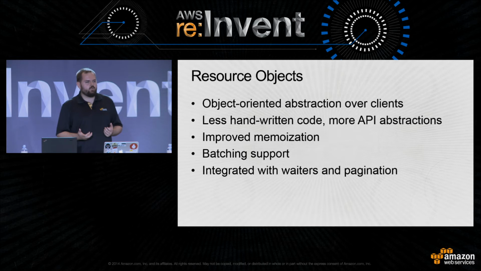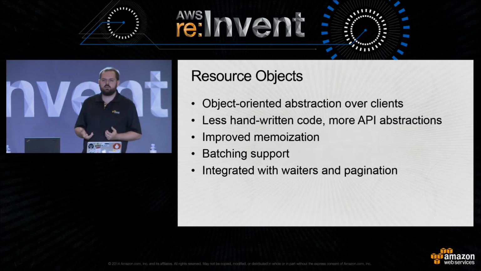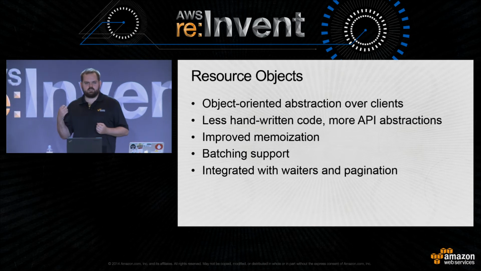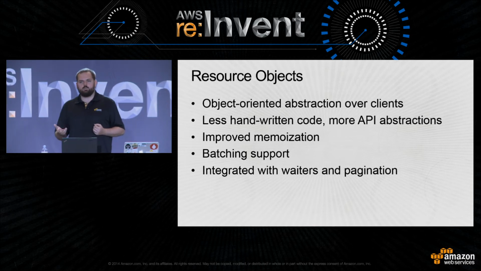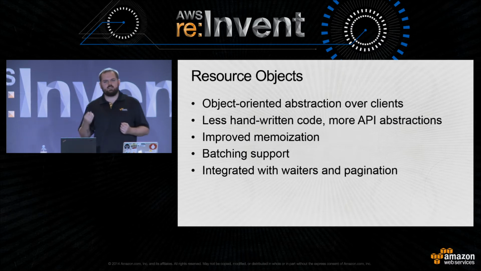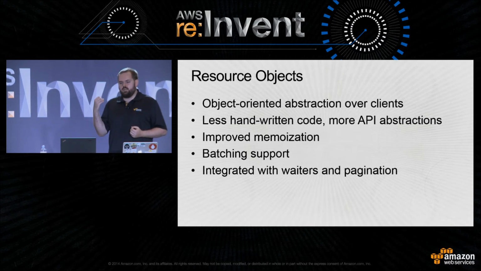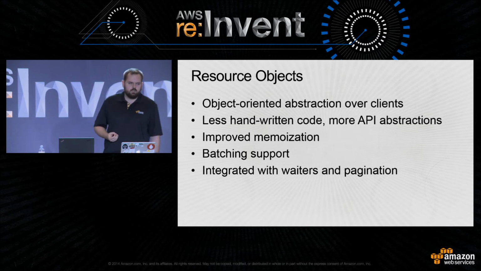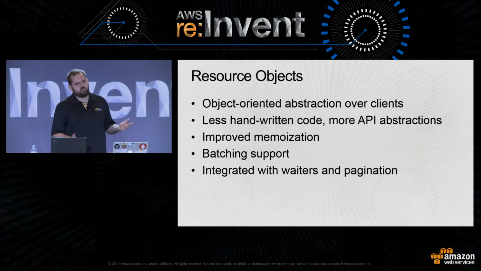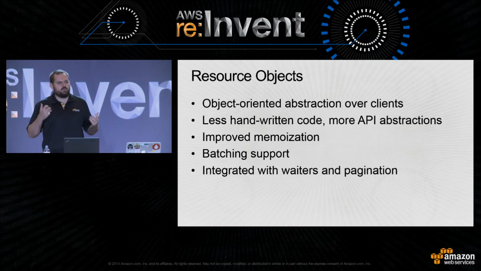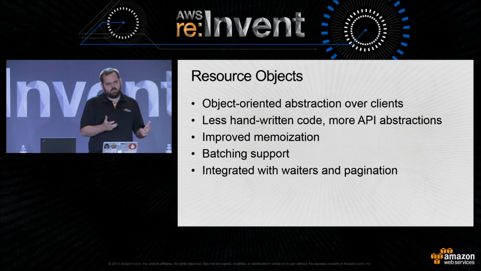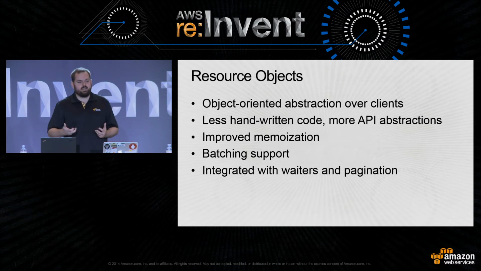We've improved memoization. Some of our V1 calls are very chatty. You could get attributes, and it's going to call, say, described instances where you weren't necessarily expecting that. Here, resources will wait till the last possible moment and will only make system calls when you expect them to. We have improved batching support, as we showed in our examples, and resources are integrated with waiters and pagination. So you can develop at the client or the resource level and get these features.